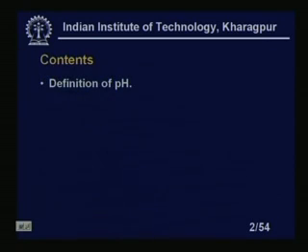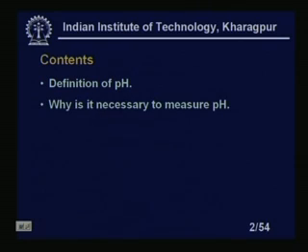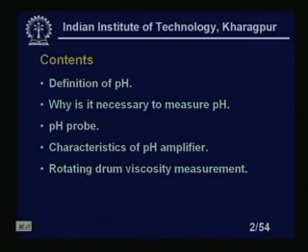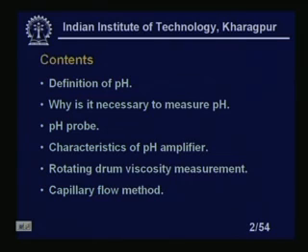The contents are the definition of pH, why it is necessary to measure pH, the pH probe, and characteristics of the pH amplifier. Now, viscosity measurements: basically we will discuss two types, one is the capillary method and another is the rotating drum method, and some industrial viscosity meters. In industry it is called the viscosimeter. So, rotating drum viscosity measurements, then the capillary flow method. Also we will discuss the industrial viscosimeter, which is called the Saybolt viscosimeter.